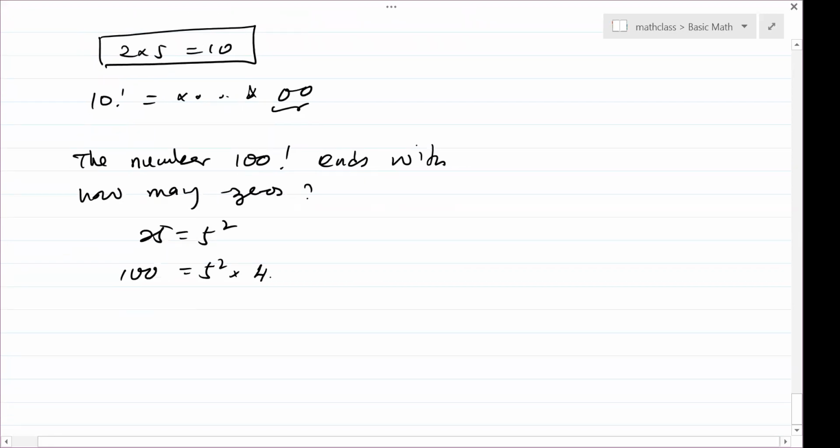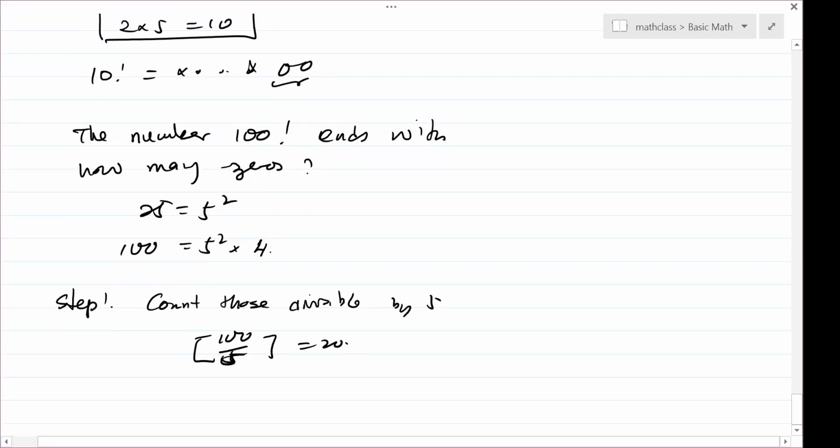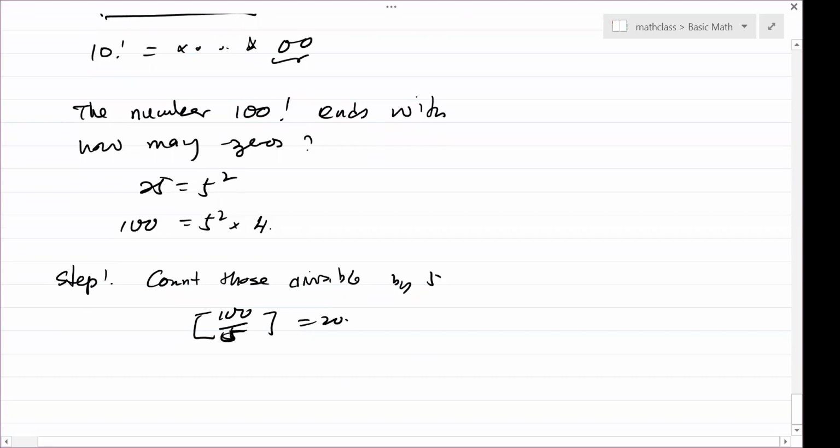So how do we find it? First of all, step 1, count those divisible by 5. If you count those divided by 5, the total number is 100 divided by 5, which is already 20. There are 20 integers divisible by 5. And then some integers contain 5 squared, so you also have to pick up those 5s, right?